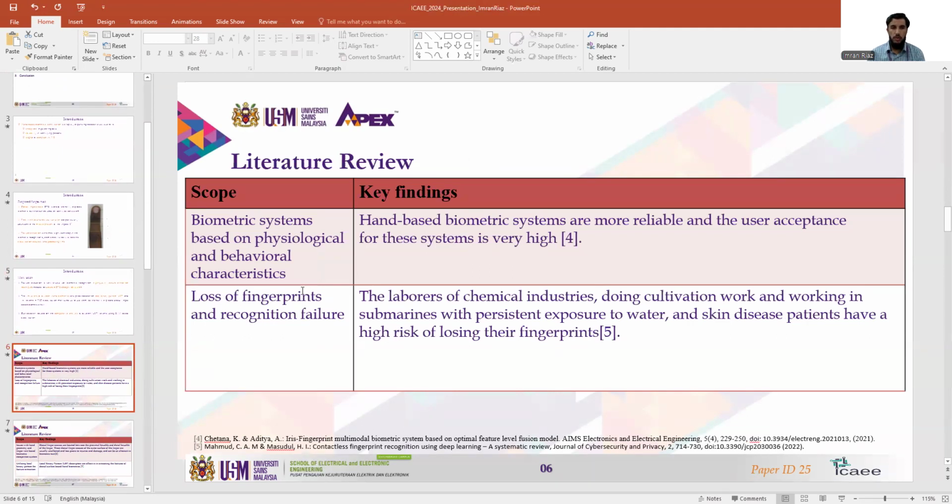And then there is another research study which shows how fingerprint recognition failure occurs, or what are the situations when people lose their fingerprints, meaning there is no fingerprint. Some people have flat skin diseases. So the persons who are working in chemical industries, doing a lot of cultivation work, working in water or submarines, or with high exposure to water, skin diseases, they are at high risk of losing their fingerprints.